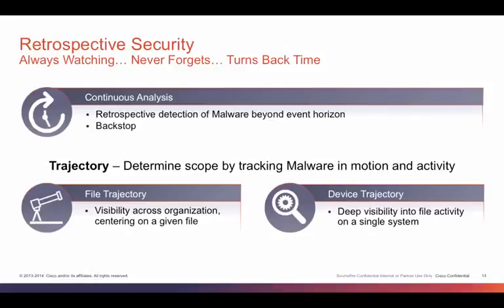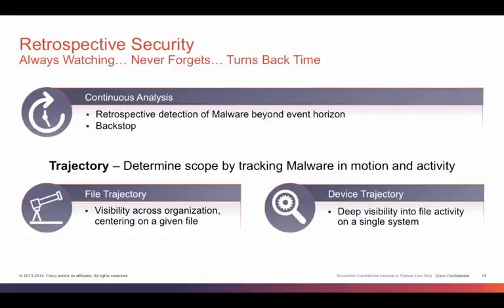Prior to this, there had been no way to track files beyond the event horizon, the point of no return, if you will, for tracking files. The moment when the file enters into the network and immediately conceals itself or even embeds itself. With trajectory, customers don't lose sight of malware, making it the only technology of its kind.